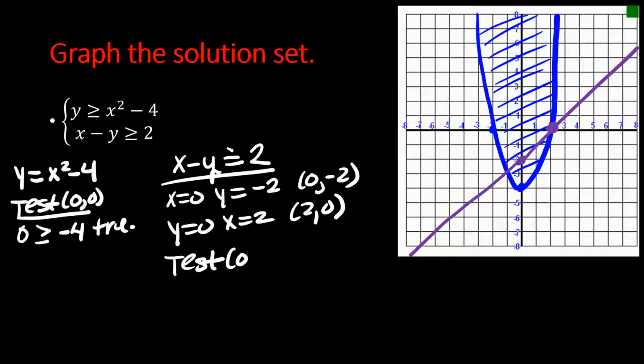Let's test 0, 0. So 0 minus 0 is 0. 0 is greater than or equal to 2. And this is a false statement. So we're going to shade on the side of this line where 0, 0 is not. But we're only going to shade where we have blue. So really, this portion here, the purple that I'm shading in, will be your solution. The purple shading.